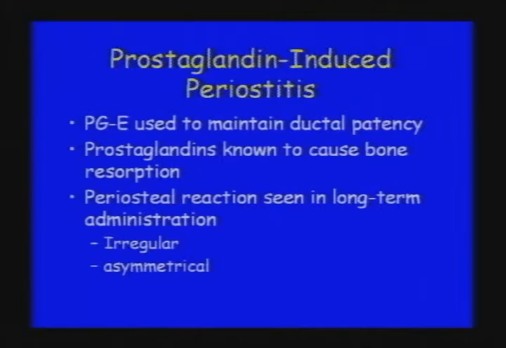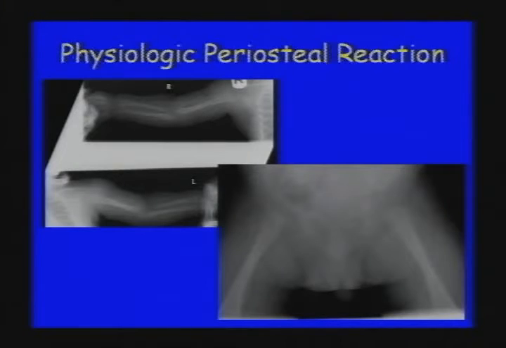This particular case is prostaglandin-induced periostitis. Prostaglandin E is used to maintain ductal patency in kids that have ductal-dependent heart disease. Prostaglandins cause bone resorption, and you see periosteal reaction in kids that have long-term administration. It's often asymmetrical. It seems to be painful. And it's not related to the dose. It's more related to the duration that they receive it. And in some places in the country, kids that have hypoplastic left hearts receive heart transplants as their treatment. So while they're waiting for a heart transplant, they need to keep the duct open, and that's why they're giving the prostaglandins.